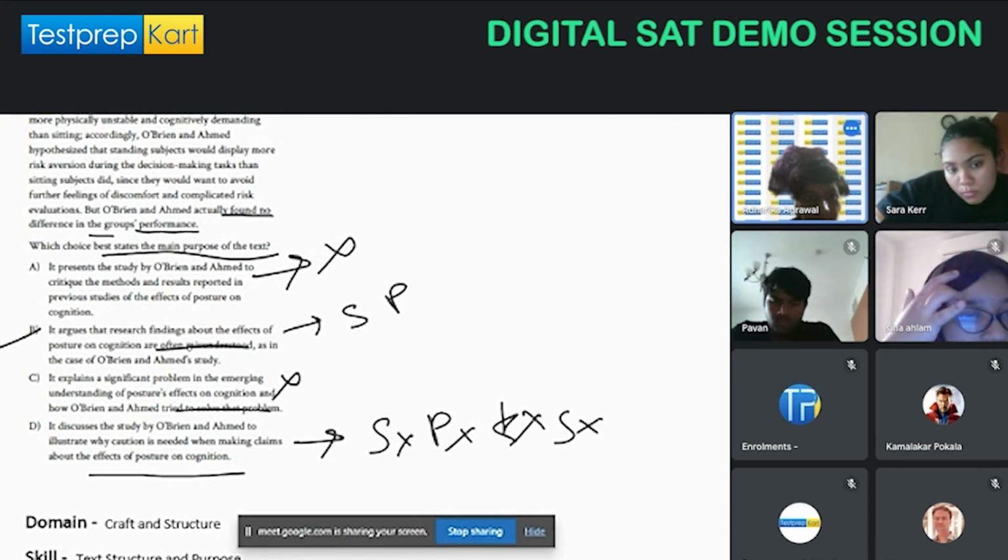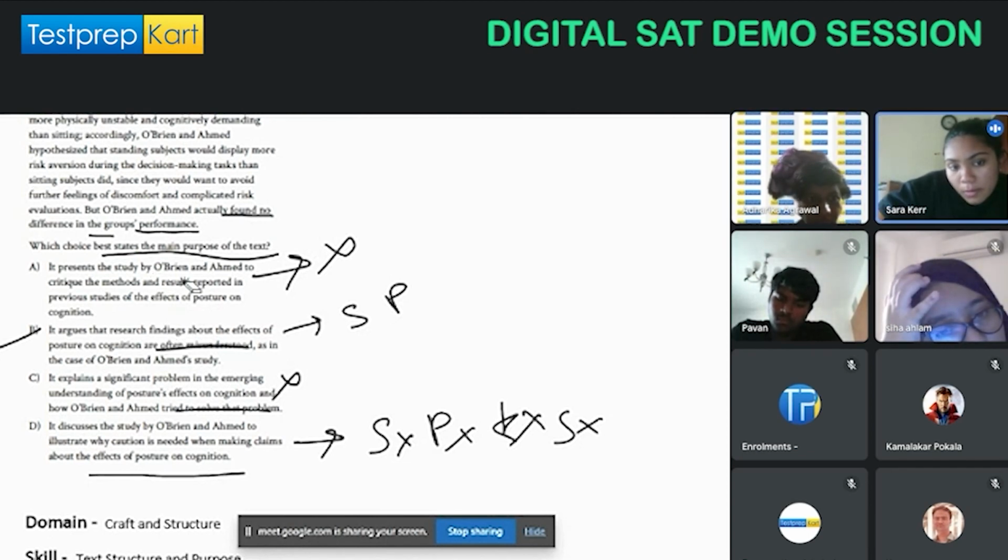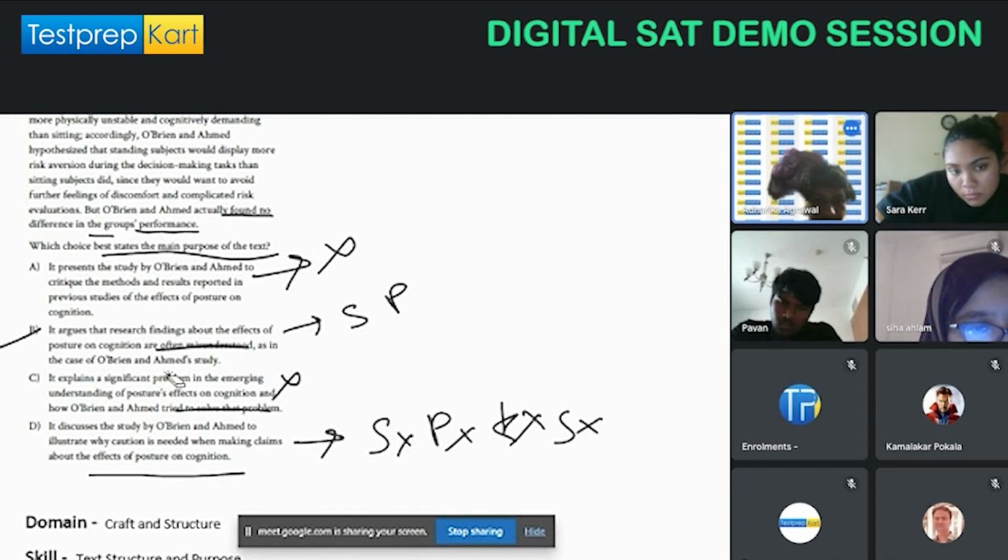Like here, it is saying that it is often misunderstood, but there is no evidence of that. Okay. So, if this option is also wrong, what could be the right answer? If A is wrong, B is wrong because the effect of posture are often misunderstood.